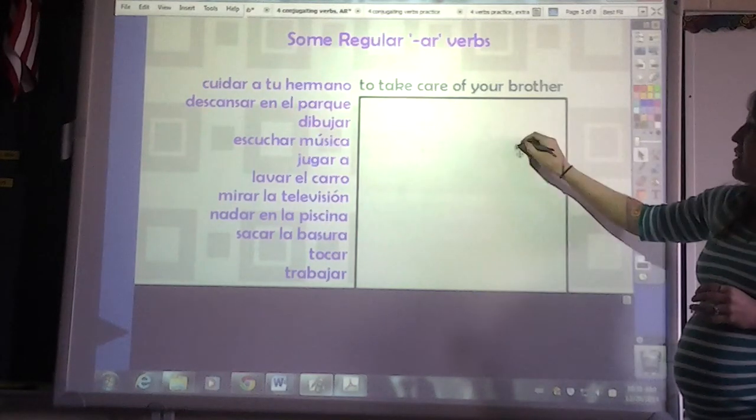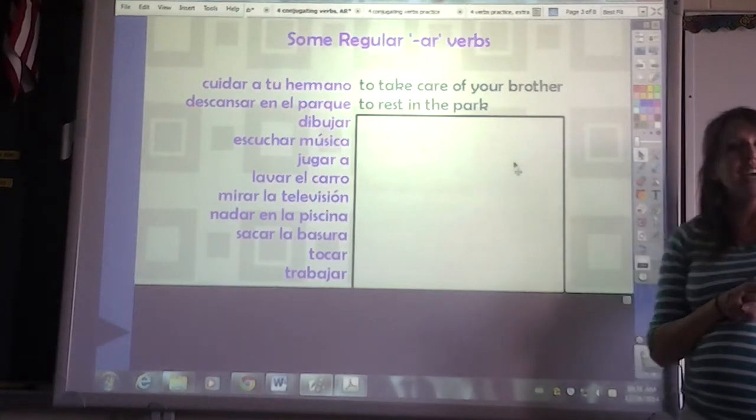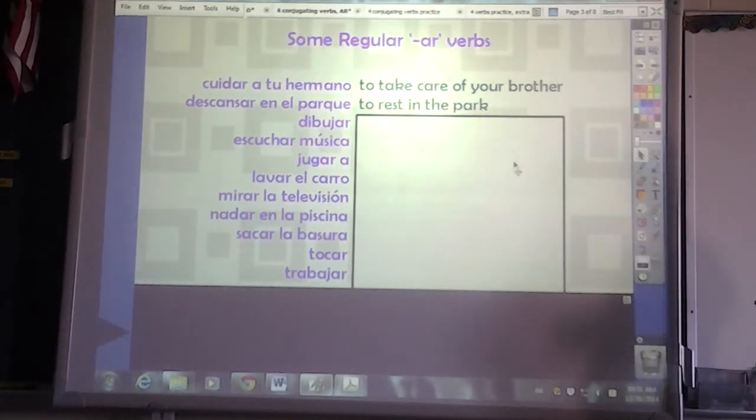Next one. Descansar en el parque. To rest in the park. Descansar en el parque. To rest in the park.